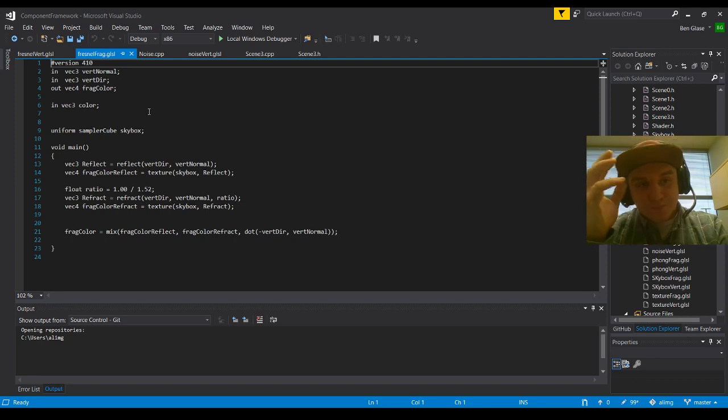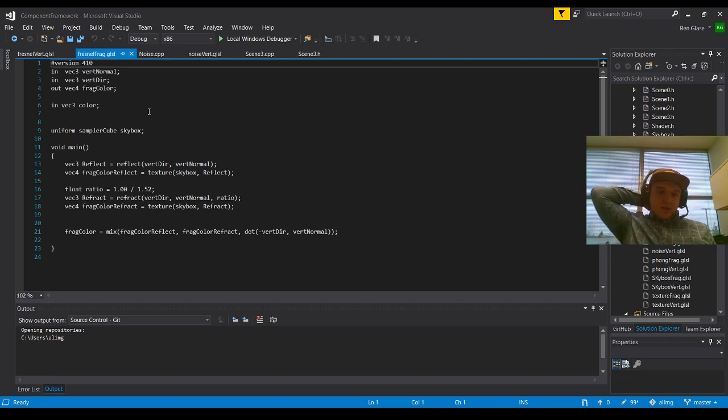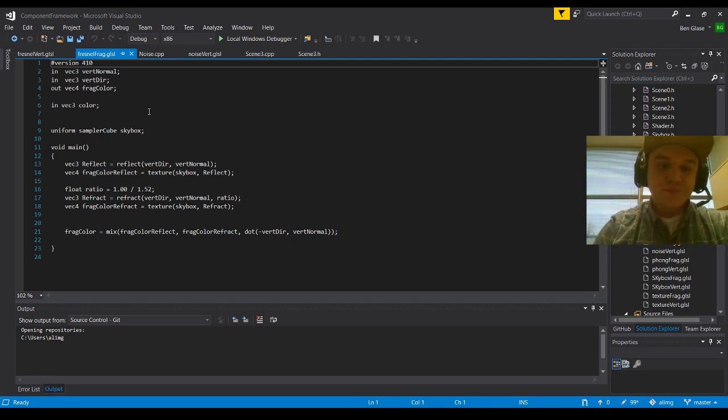First of all, we're going to need to define a vector for reflect. We're going to take a reflect function and pass in our vertex direction and our vertex normal, and then using a vec4 for the frag color reflect, we're going to take the texture, pass it the skybox and the reflect vectors. Then using the float ratio, that's going to compare the difference between the crystal and air itself. We're going to get our ratio of 1 over 1.52, and that's going to determine how much refracts and reflects throughout the sphere that we're going to be using.